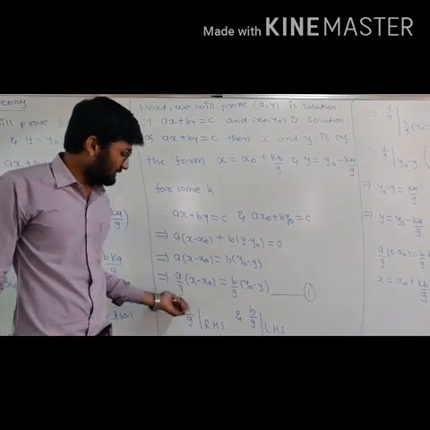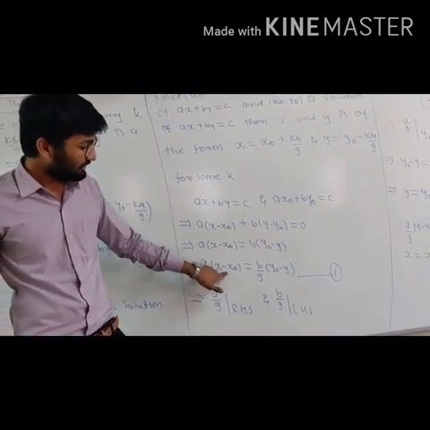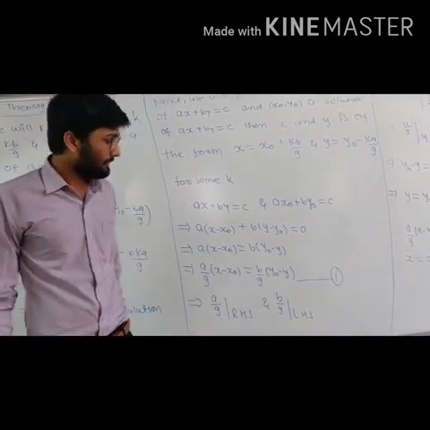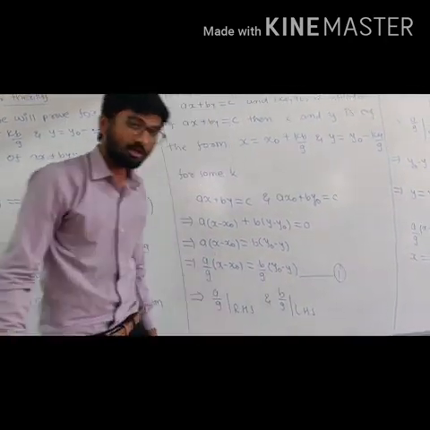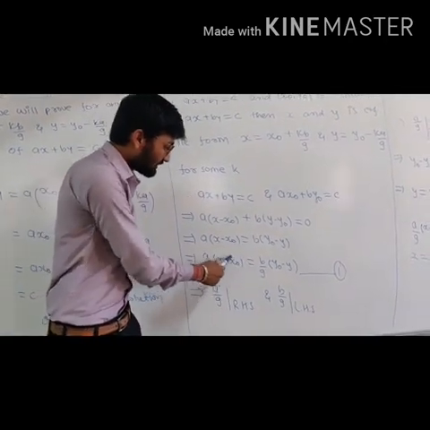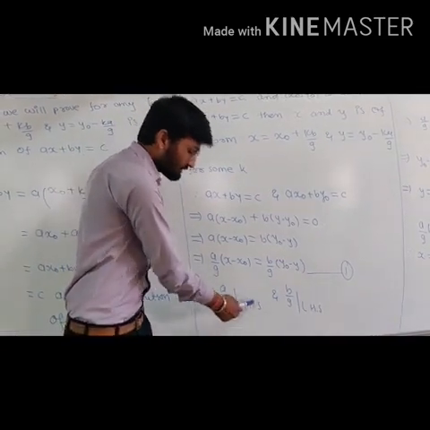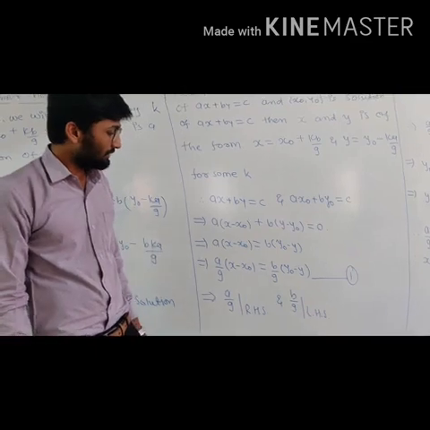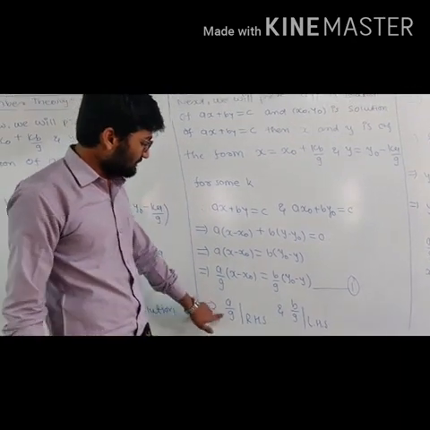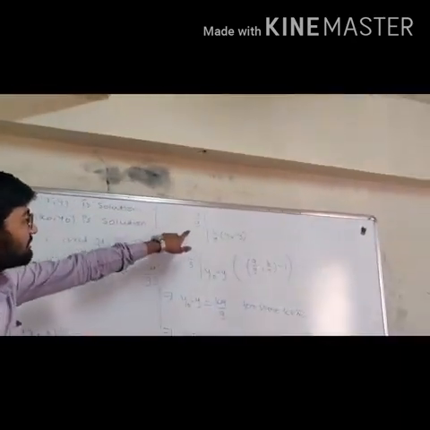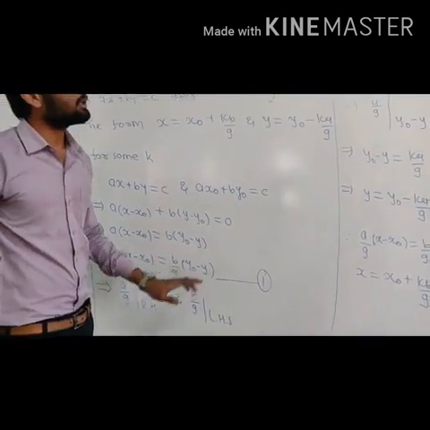Now divide both sides by g, where g is the GCD of a and b. Therefore, we get a by g into x minus x0 equals b by g into y0 minus y. And clearly we can say that a by g divides the right hand side, because a by g into some integer equals the right hand side. Therefore, a by g divides the right hand side by the definition of divisibility. Similarly, b by g divides the left hand side.